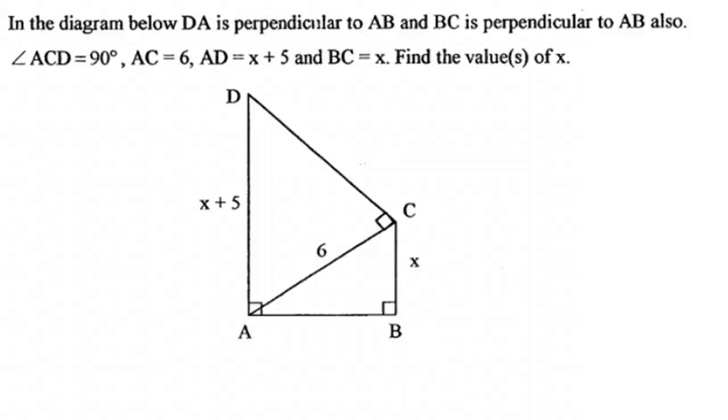Hello, in this video we're going to work through this example problem. In the diagram below, DA is perpendicular to AB, and BC is perpendicular to AB also. So we get a 90-degree angle there and a 90-degree angle there. Then it tells us that angle ACD is 90 degrees. We know that AC is 6, AD is x plus 5, BC is x. We want to find x.